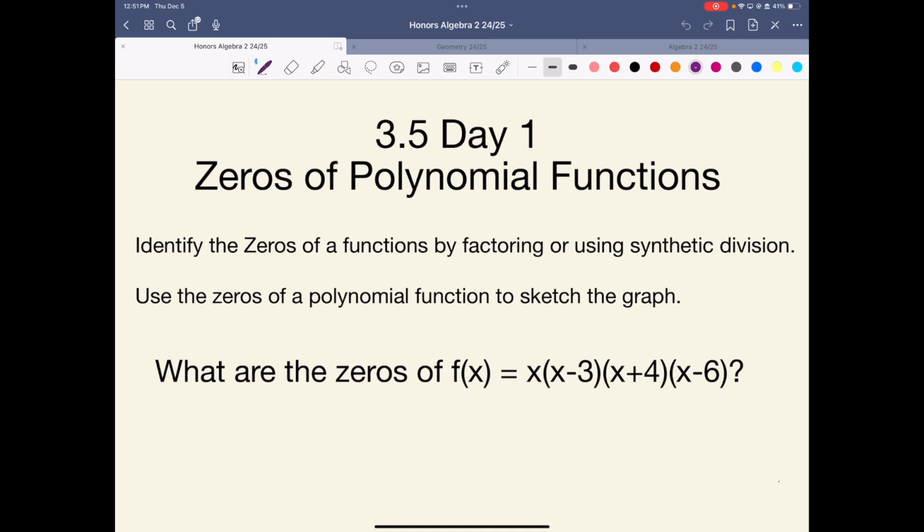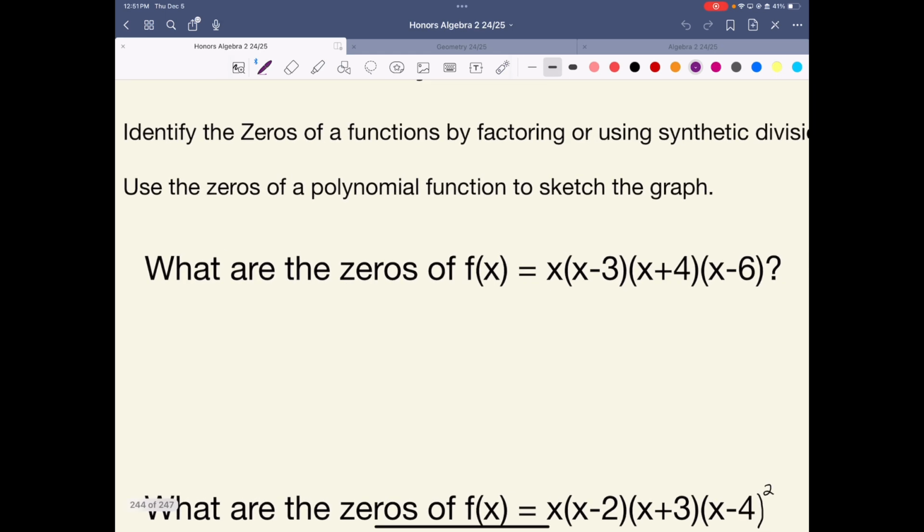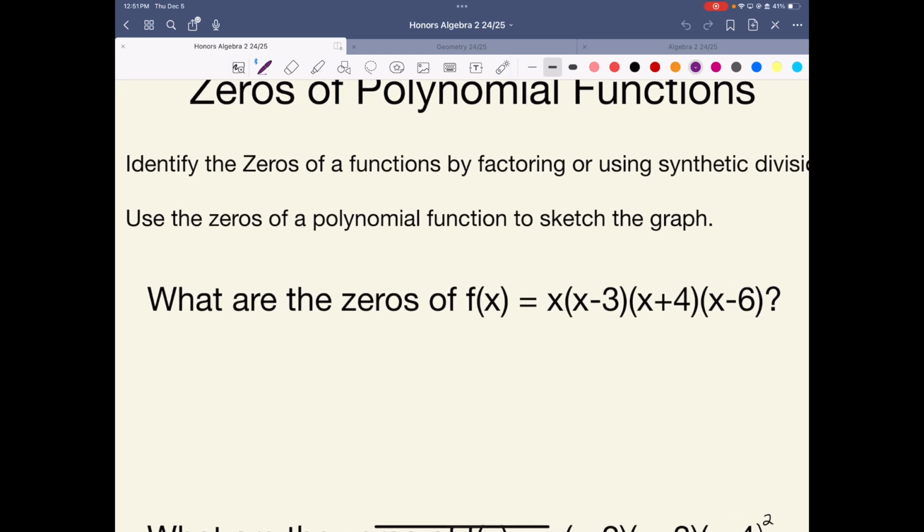All right, so first question is this. It's something we've talked about before. What are the zeros of a function? If I give you the function that's already factored, which is going to be the first half of today, what are the zeros of that function? In your notes, write down f of x equals x times x minus 3 times x plus 4 times x minus 6. With your neighbor, you've got 27.5 seconds after you've got the problem written down to find the zeros. Go.